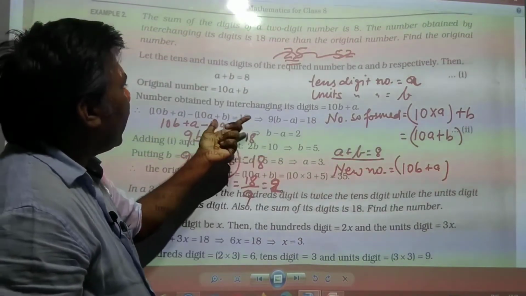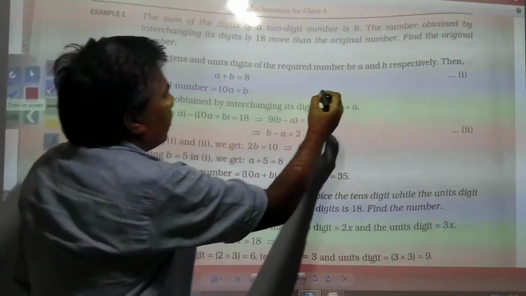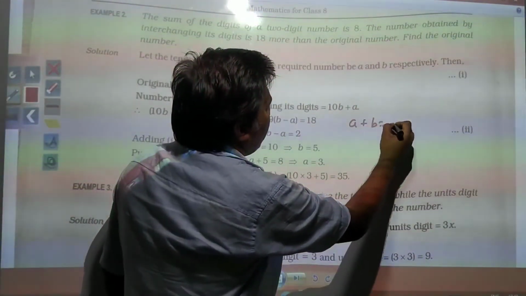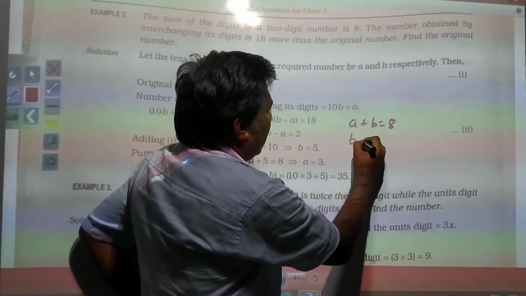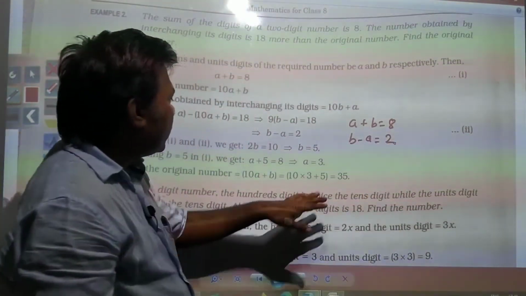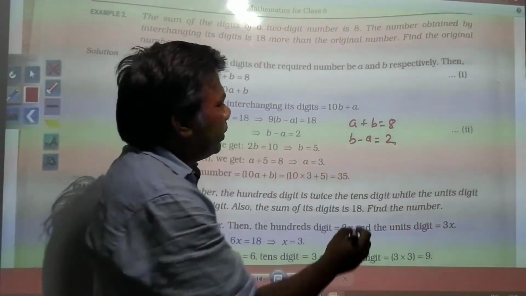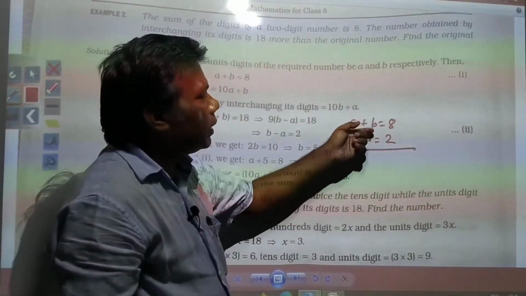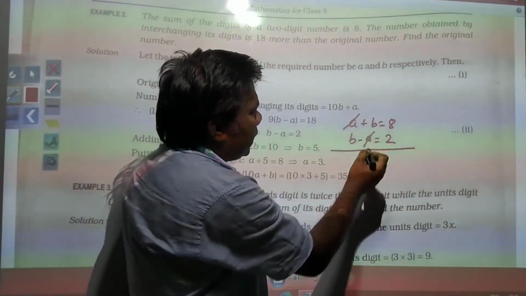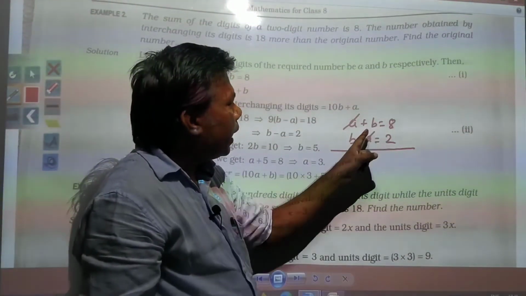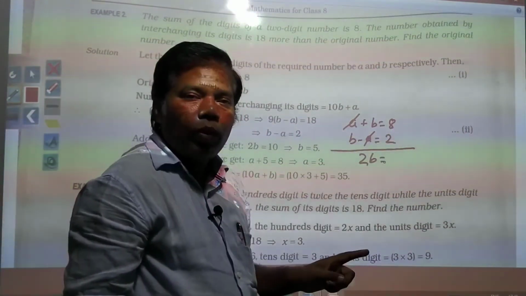Now we had already got a plus b is equal to 8, and here we have got b minus a is equal to 2. Now this is required to be solved. How will we solve this? If you add both the equations, plus a and minus a will cancel. The b and b will become 2b, and 8 and 2 will become 10.